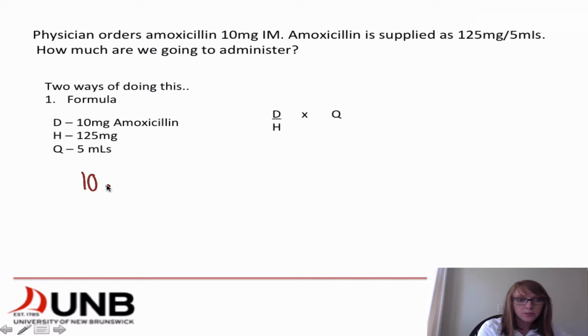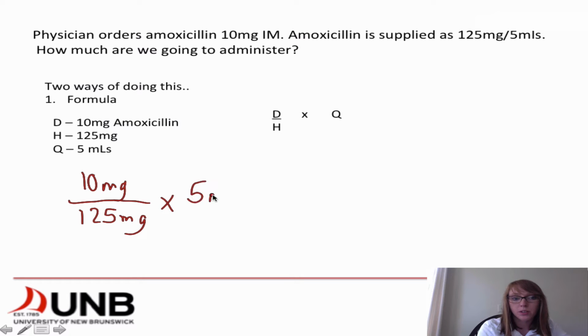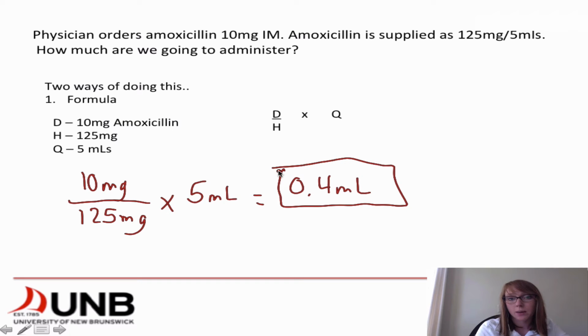So we have 10 milligrams. That's our desired dose. That's how much we want to give, over what we have, which is 125 milligrams, times the quantity. So we're multiplying it by 5 mL. So if we do this calculation, we are going to get 0.4 mL. So it worked out really great. There is no other position. There's no 100th. It's just plainly 0.4. So you're taking your 10, dividing it by 125, and then you're multiplying it by 5, and we are going to be giving 0.4 mL IM.